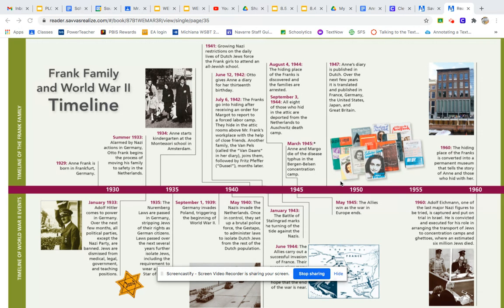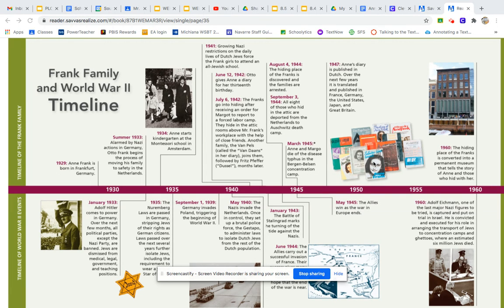What you're taking a look at right now is the Frank family and World War II timeline that I mentioned earlier. It's on pages 196 and 197 in your textbook. It's also available online. I also posted it in our weekly planner this week. This is going to be a two-part video because it's going to take a little bit longer for me to go through, and I only have 5 minutes on Screencastify here.